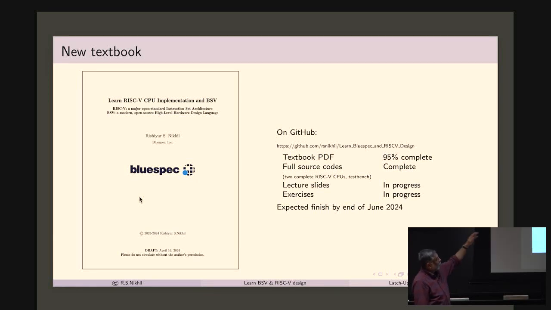And it's on GitHub. The link is shown over there. And what the GitHub thing has is it has the full PDF of the textbook. So you can just peruse the PDF if you like. There's some full source code. I'll explain what those source codes are in a second. And I'm in the process of developing lecture slides and exercises, which will happen over the next 6 weeks or so, because I'm actually teaching this course starting on Monday with this.